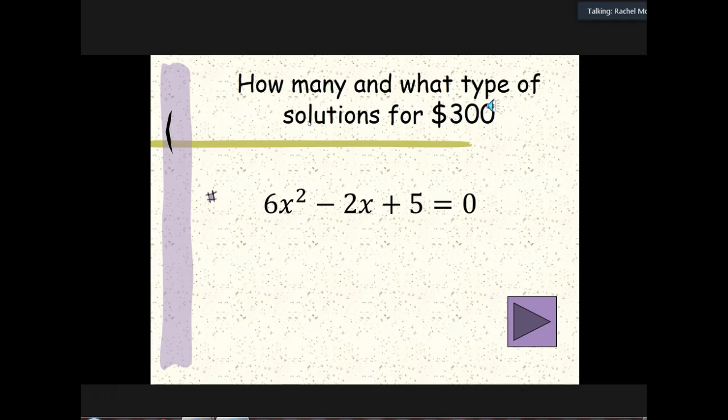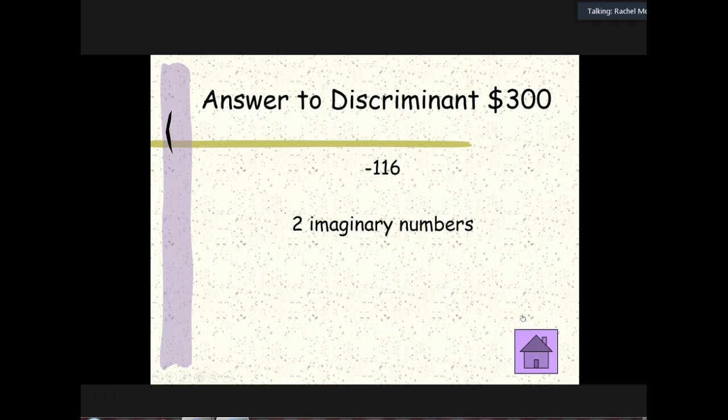That is correct. All right, so correct answer. The discriminant is negative 116. So you get 2 imaginary.